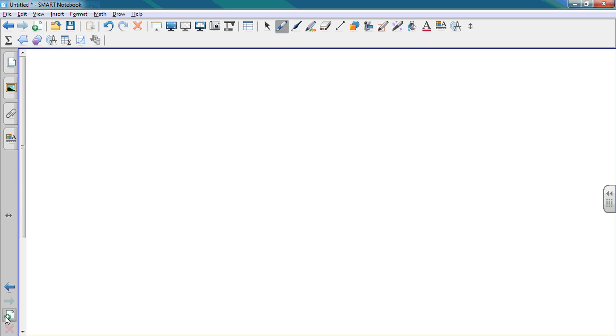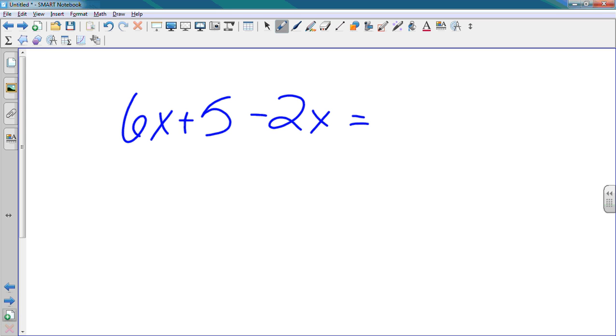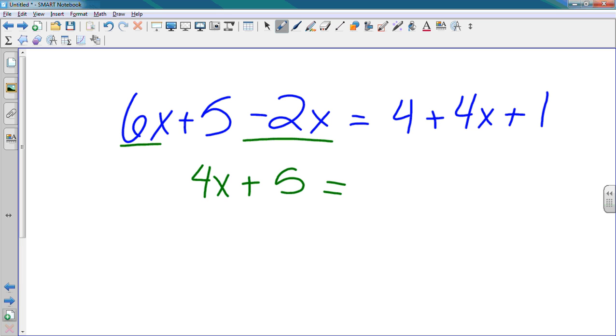Suppose I have 6x plus 5 minus 2x equals 4 plus 4x plus 1. Now I'm going to combine my like terms because I locate the variable. I have lots of x's going on. So first I want to simplify both sides. I have 6x minus 2x is 4x plus 5 equals 4 plus 1 is 5.